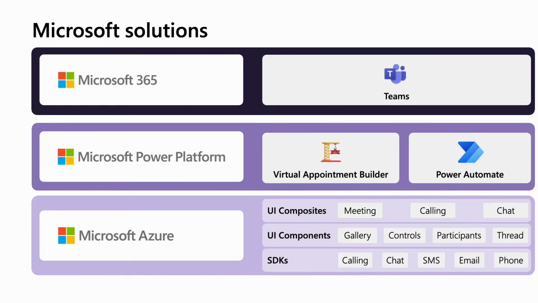If you would like to have more control over the experience and integrate it into your product, you can just use UI Composite for meeting and integrate one component into your existing solution. If you would like to define your own layout, you can use individual UI components and define your own experience. But if you would like to have your own user interface, you can just use SDKs for individual modalities.